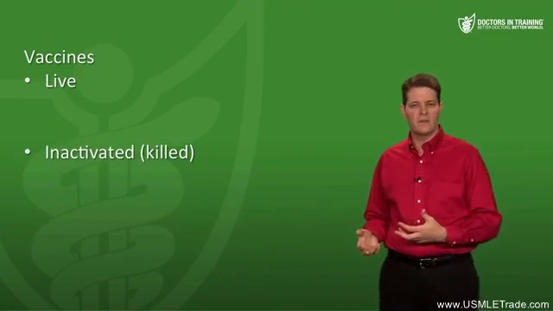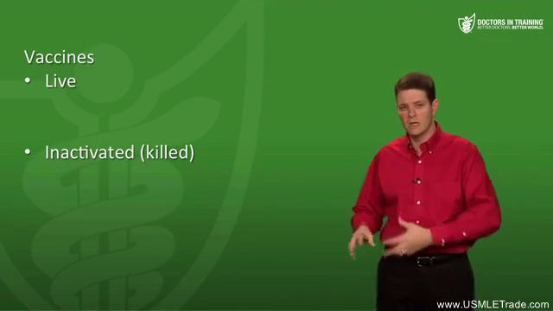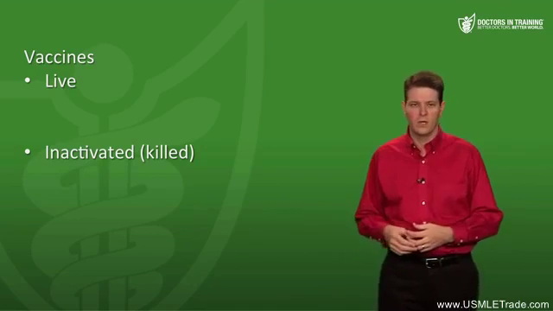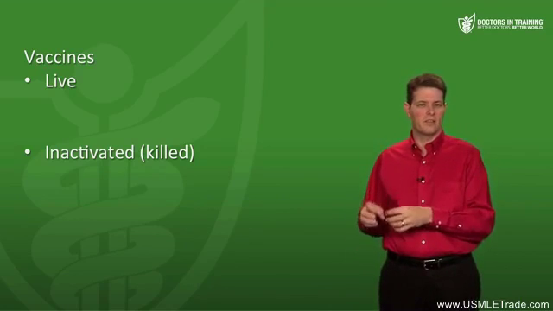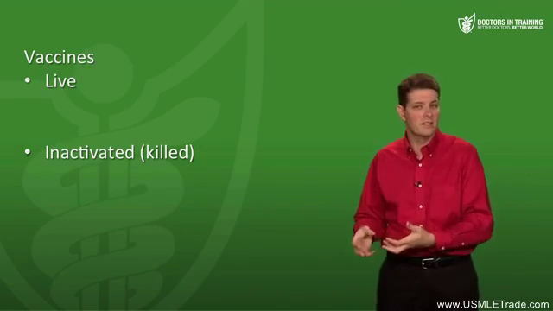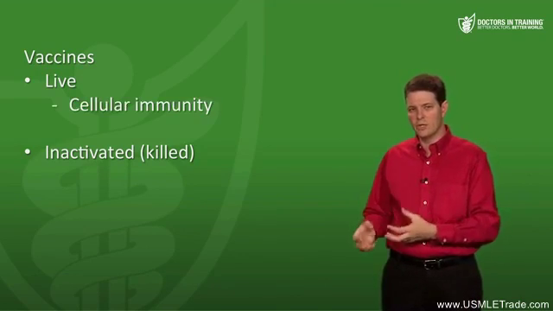So with a live virus vaccine, you're actually giving the patient the infection, but it's a very weak, attenuated form of the infection. You're allowing that weakened virus to infect cells so that those cells can present the viral antigens to the cytotoxic T cells. So live vaccines lead to cellular immunity.